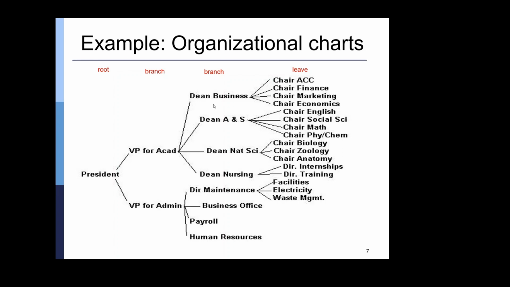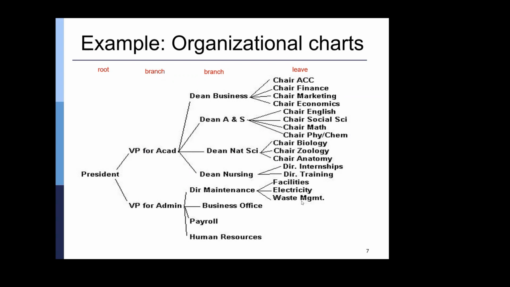The branch on the top is longer because under the dean of business we have chairs for different departments: chair for the accounting department, chair for the finance department, marketing department, and so on. The admin side also has one additional branch here. Under the director of maintenance, we have the facilities department, electricity department, and waste management department.